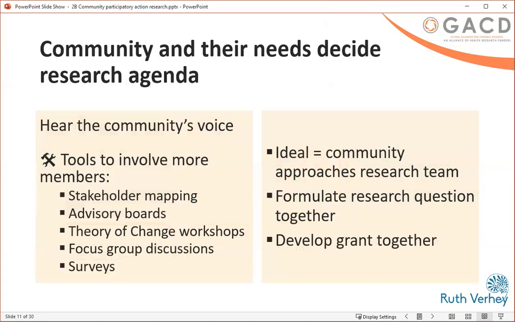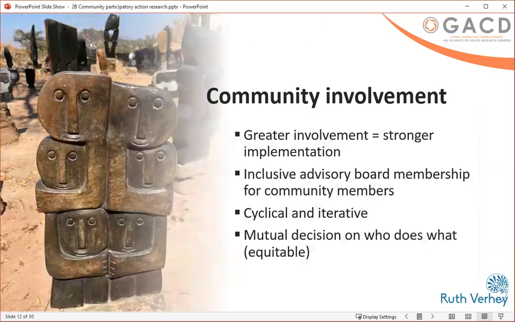I don't think that happens so often, and we definitely have to create more awareness and obviously capacity building to empower communities to be able to do exactly this. So then ideally, they formulate the research questions together and also develop the grant together, which also means that we need funders to consider creating grants for development, even if maybe nothing comes out of it, right? So the community involvement is absolutely crucial for everything.